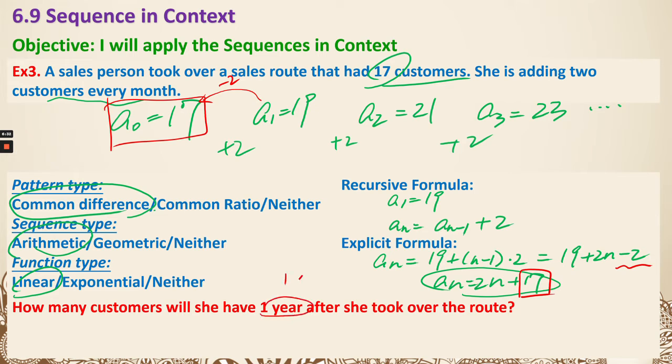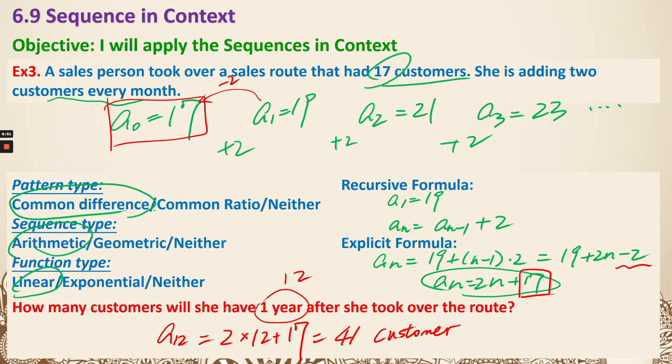The question, how many customers will she have 1 year after she took over the route? 1 year is 12 months, since we're counting monthly. So we're basically looking for a sub 12. Remember, we're using sequence notation to represent it. And that is going to be 2 times 12 plus 17, which is going to be 41. Don't forget the unit, which is customers.